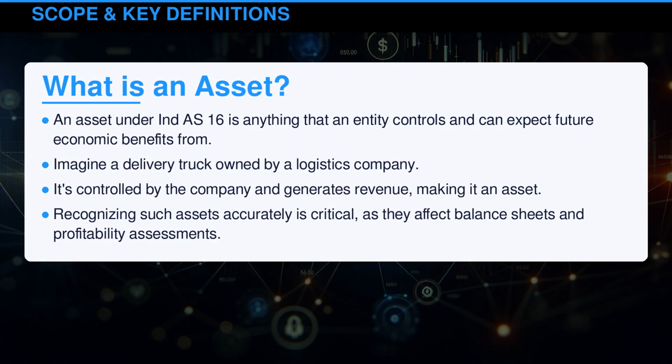An asset under Indian Accounting Standard 16 is anything that an entity controls and can expect future economic benefits from. Imagine a delivery truck owned by a logistics company. It's controlled by the company and generates revenue, making it an asset. Recognizing such assets accurately is critical, as they affect balance sheets and profitability assessments.